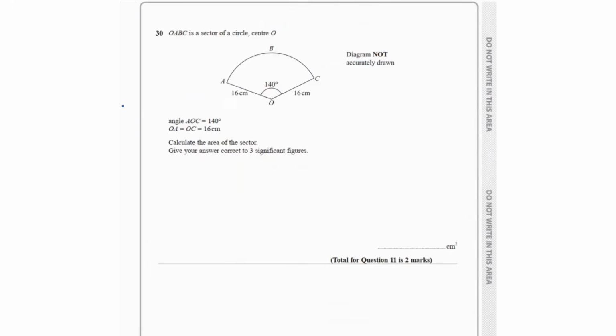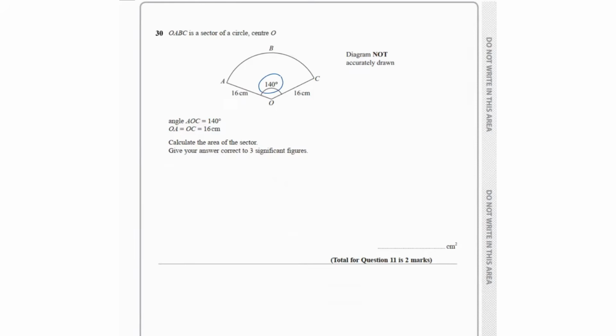Then you can easily get a question on sector of a circle. They can ask you to find the perimeter, they can ask you to find the area or an angle depending on what the question is. So for this, you need to learn your formulas for the area of a sector, perimeter of a sector, arc length of a sector, because these formulas are not going to be given to you in the formula sheet.